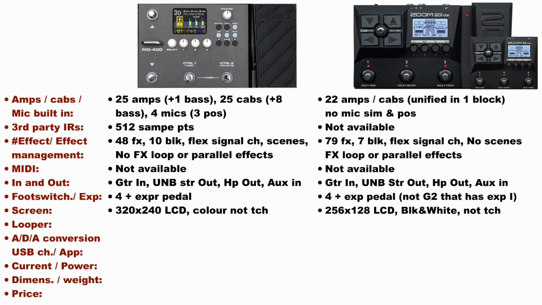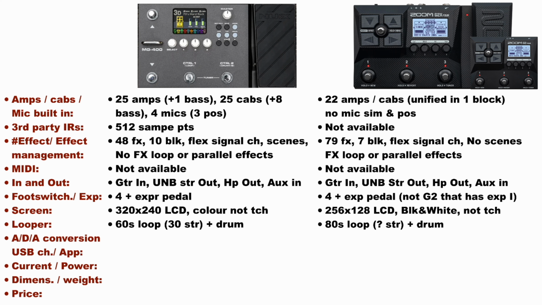The MG400 has a 320 by 240 color LCD screen, where the G2 has a 256 by 128 black and white LCD screen. Neither of the two screens is touch sensitive. I have to say that the screen of the G2, as I said in my demo review, is one of its main weaknesses. As it is small, the writings are even smaller and it is slow, in my opinion. If you check out my demo review of the G2, you may experience how the screen works.